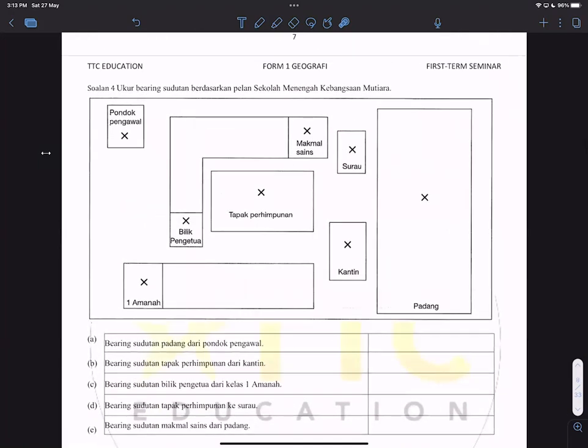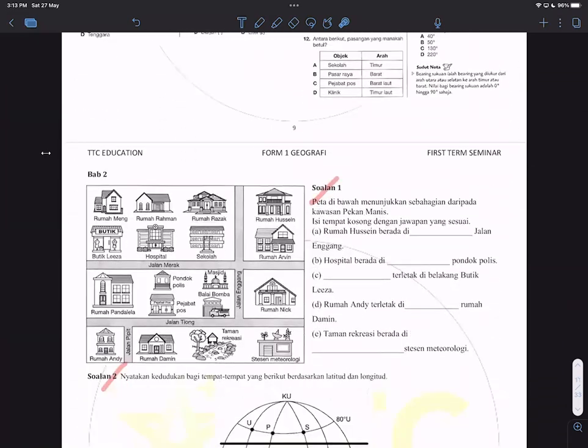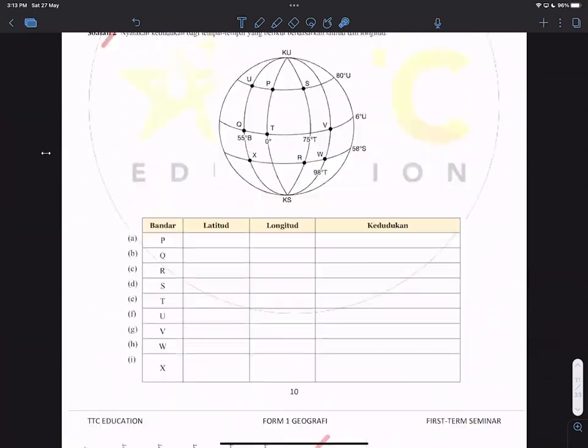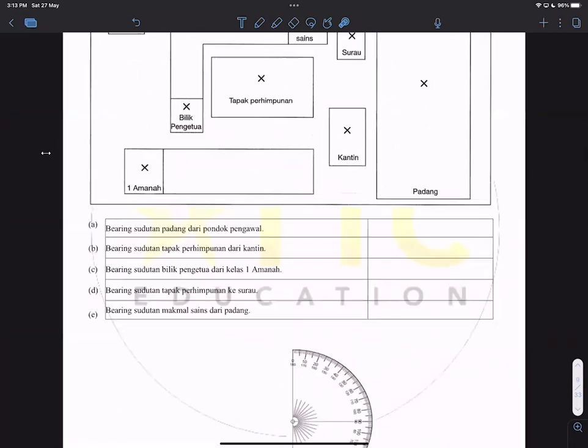So now, question number 2. Okay, this is still bearing sudut. Oh, I forgot to measure the bearing sudut. Okay, because bearing sudut we have to measure, right? So guys, before we enter bab 2, on page number 10, we tried at least 2 questions for bab 1. We have to measure the bearing sudut.